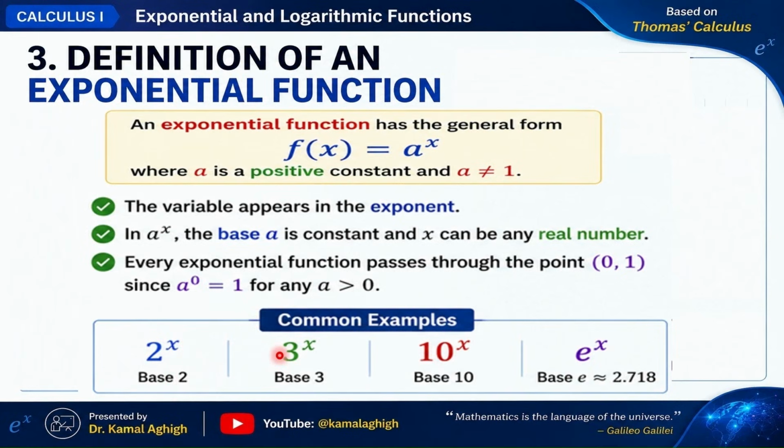Common examples include 2^x, 3^x, 10^x, and e^x. Among these, the function e^x is especially important because it has remarkable mathematical properties and plays a central role in calculus, differential equations, probability, and many engineering applications. Notice that every exponential function passes through the point (0, 1), since any positive number raised to the power 0 equals 1.